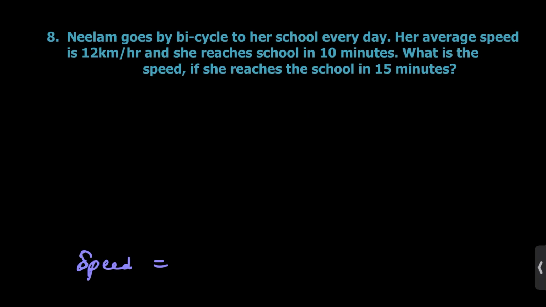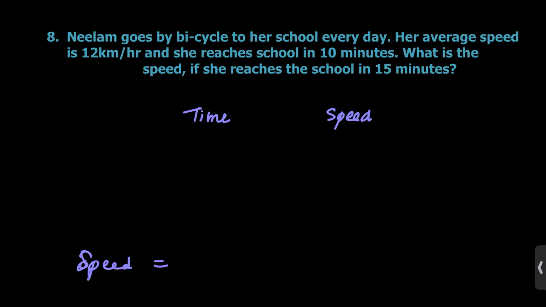Sum number 8. What all is given, what we need to find. Neelam goes by bicycle to her school every day. Her average speed is 12 kilometers per hour and she reaches school in 10 minutes. What is the speed if she reaches the school in 15 minutes? Now, what are the two things that are given and what is it that we need to find? What is the speed? So whatever we need to find will come on the right side. Speed, and the other thing is time. Time and speed, you have to know that it is always inversely proportional.